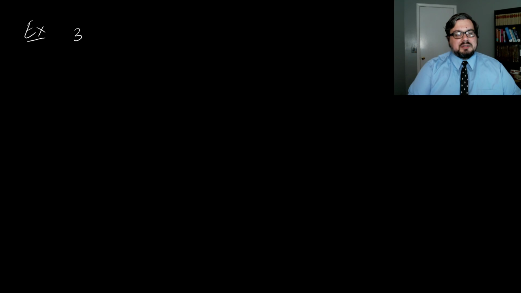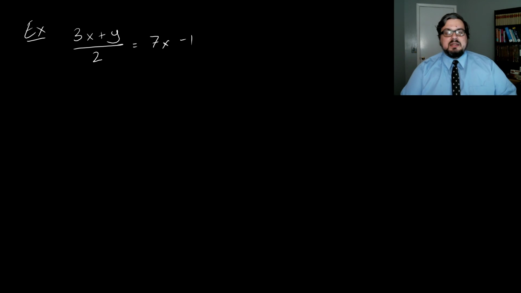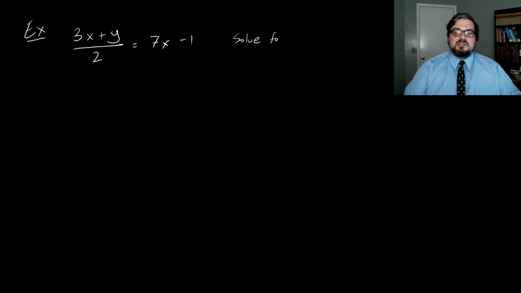So let's look at 3x plus y over 2 equals 7x minus 1. Now this is a pretty complicated equation right here, and plugging in a value for x or y and solving for the other one is a little bit of work. So what we often do, especially with complicated equations like this, is we can try solving for one of the variables. We can try to solve for either x or y.